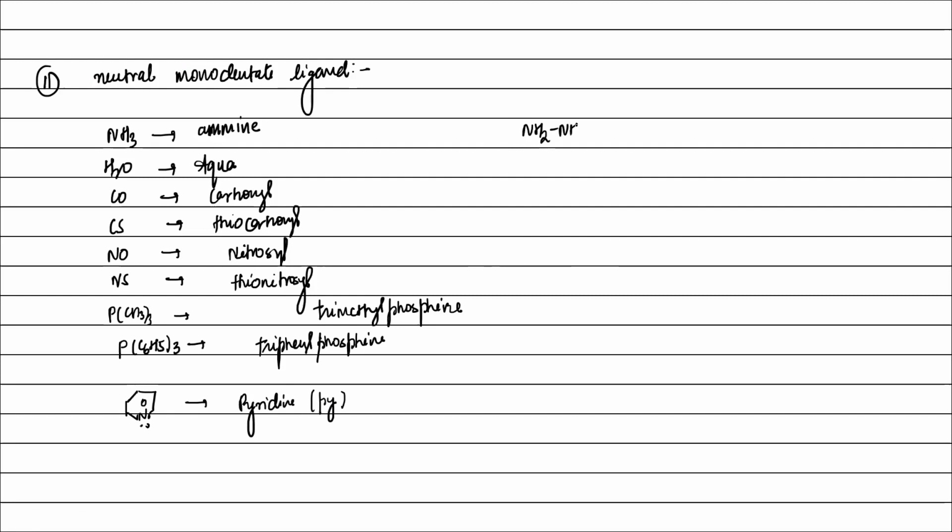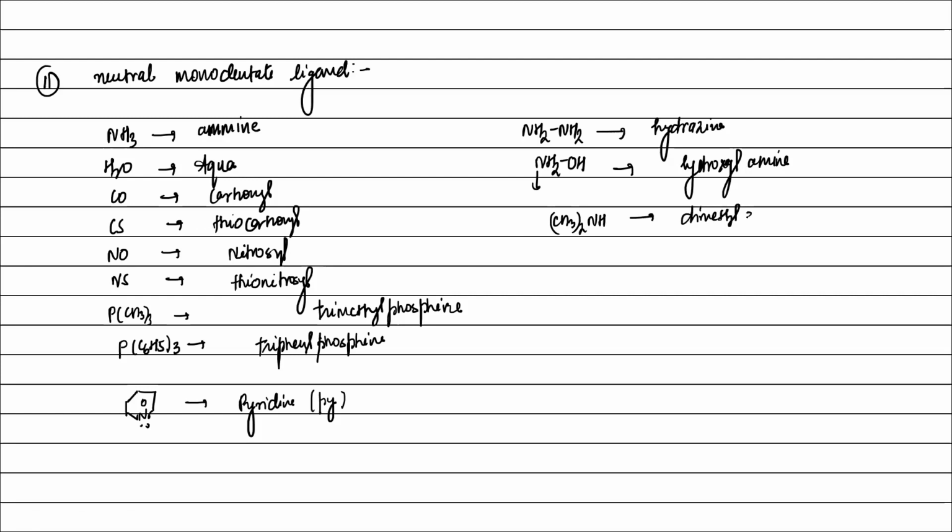NH2NH2. It has two donor atoms, but it is a monodentate ligand. It's called hydrazine. Only one donor atom is involved in bonding. NH2OH. In NH2OH, only the nitrogen atom is involved in bonding with the metal. It's called hydroxylamine, right? This is (CH3)2NH.